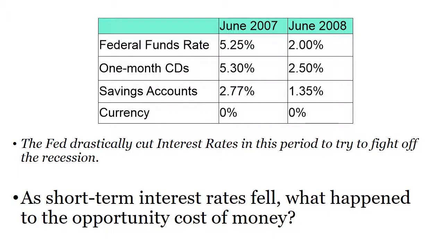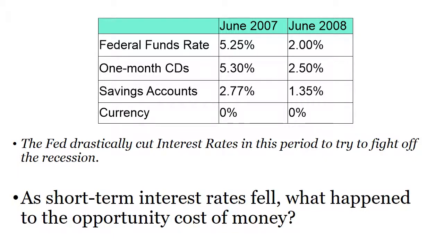Now we have a chart looking at interest rates and how they changed. So from June 2007 to June 2008, the Great Recession started. Normally, during a time of recession, the Federal Reserve wants to lower interest rates because they want to encourage people to spend money. And you can see that all three of the columns of interest rates are lower during the recession, 2008, than they were to begin with.